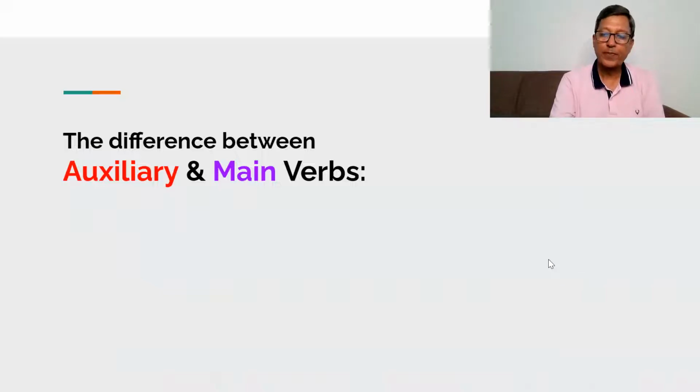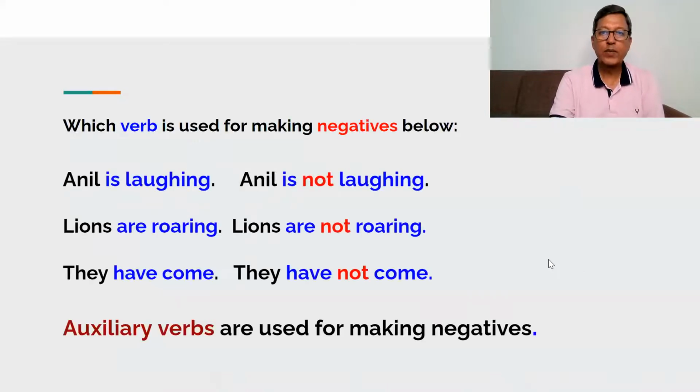Welcome to Arupedia. Let's begin with a question here. Which verb is used for making negatives in these sentences? There are three sentences. The first one is Anil is laughing. When we change it into negative, it is Anil is not laughing. There are two verbs in this sentence, is and laughing. Is is an auxiliary verb and laughing is the main verb. We use negative not with is, not with laughing.